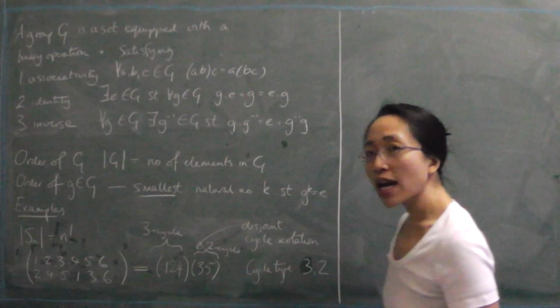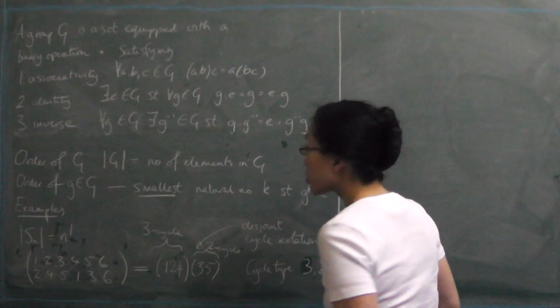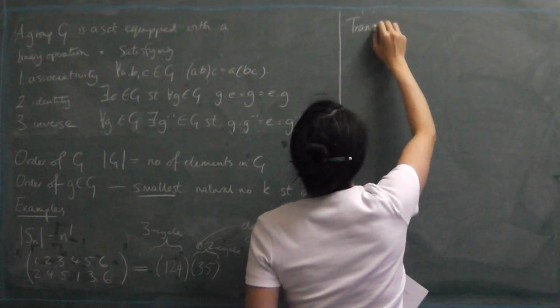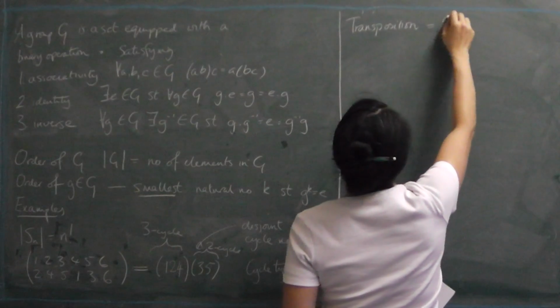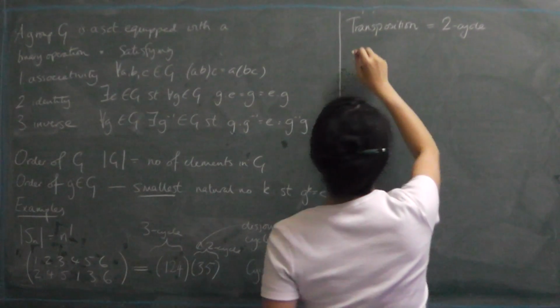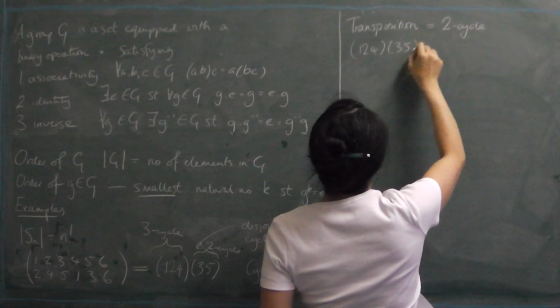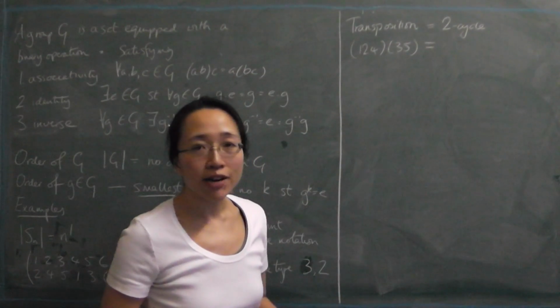Now remember, every element, every permutation can be written as a product of transpositions. A transposition is a 2 cycle. It just transposes 2 elements. So how can we write this one, (1 2 4)(3 5), as a product of transpositions? See if you can write that down now.